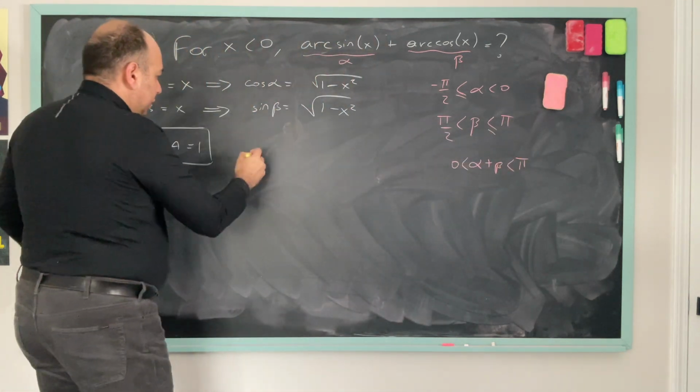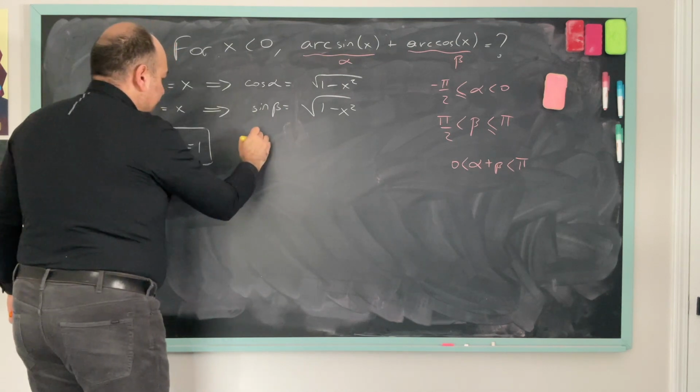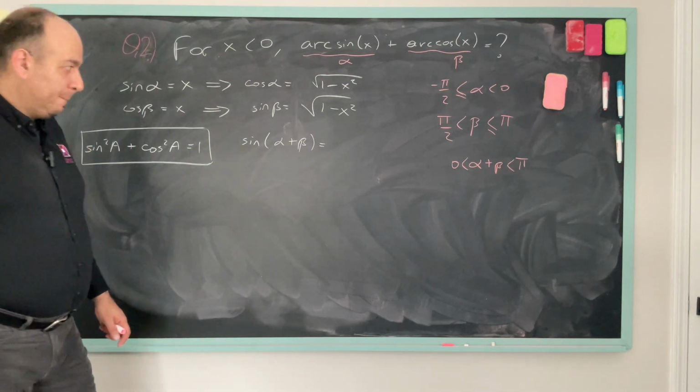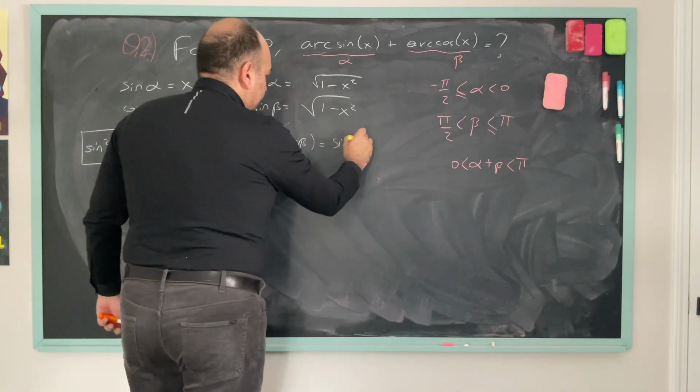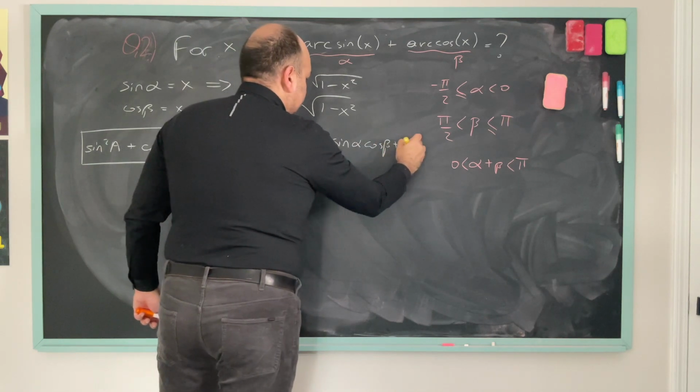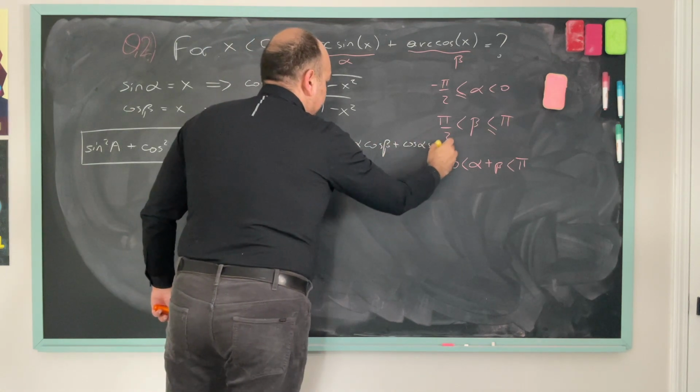So I want to calculate something extra here, which is sine of alpha plus beta. So what is sine of alpha plus beta? It's going to be equal to, from the identities we have, sine alpha cosine beta plus cosine alpha sine beta.